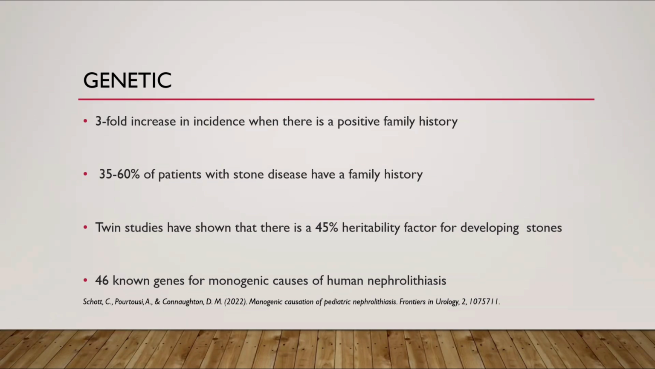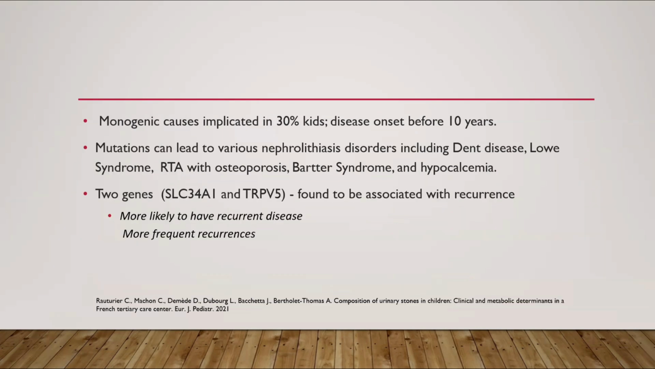Currently, there are 46 known genes that represent the monogenic cause of human nephrolithiasis, and most of these patients carry recessive mutations. The monogenic causes are implicated in 30% of the kids, and those with monogenic disease have disease onset before 10 years. These mutations can lead to various nephrolithiasis disorders, including Dent disease, Lowe syndrome, renal tubular acidosis with osteoporosis, Bartter syndrome, and hypocalcemia.